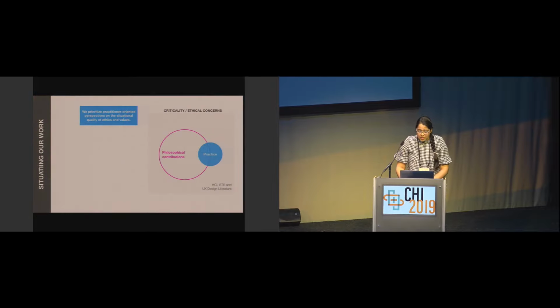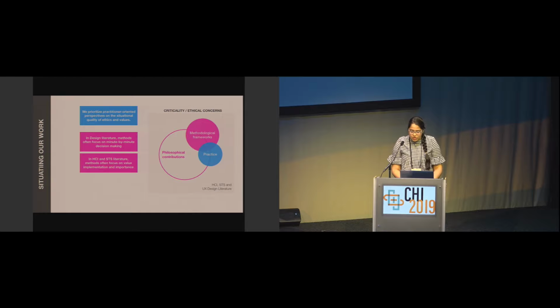In the context of this paper, we build upon existing value-related approaches while prioritizing practitioner-oriented perspectives on the situational quality of ethics and values. But to achieve this, we have to look into the methods that can let us discover these ethical complexities in decision-making. In the design literature, many methods have looked at minute-by-minute design decision-making or idea generation, but little has been done to look at design cognition through an ethical lens.